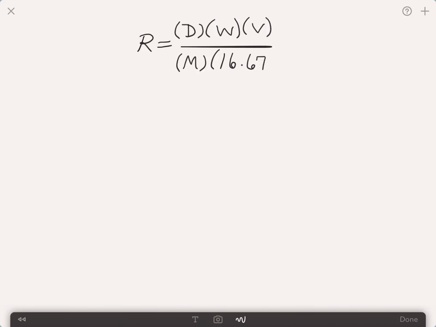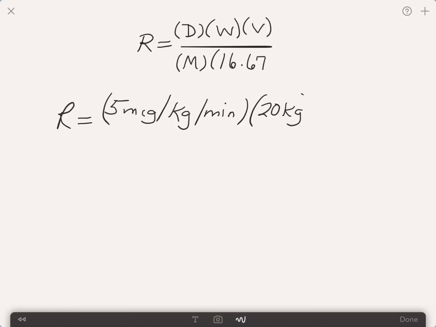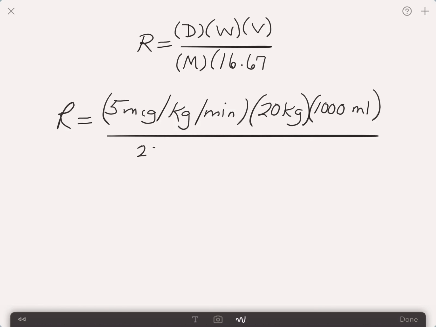Okay, let's go ahead and plug in all our values in our constant rate infusion here. So we're looking for R in this case. R is the rate of administration of our drug that we're giving. R equals D, which is our drug dosage rate, which is 5 micrograms per kilogram per minute. W is the weight of the patient, 20 kilograms. V is the volume, or the total amount of solution we're putting our drug into, which is 1,000 mils. M is the amount of dopamine that we are adding to the fluid, which was 200 milligrams. And 16.67 is our conversion factor.